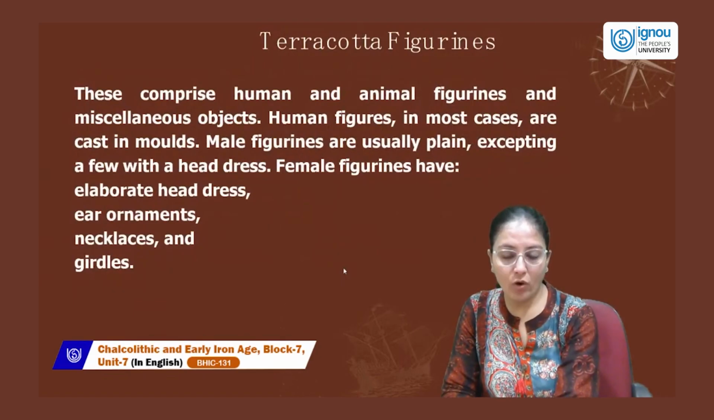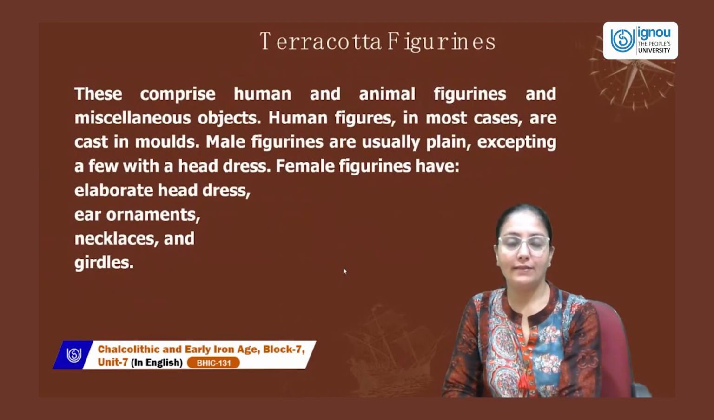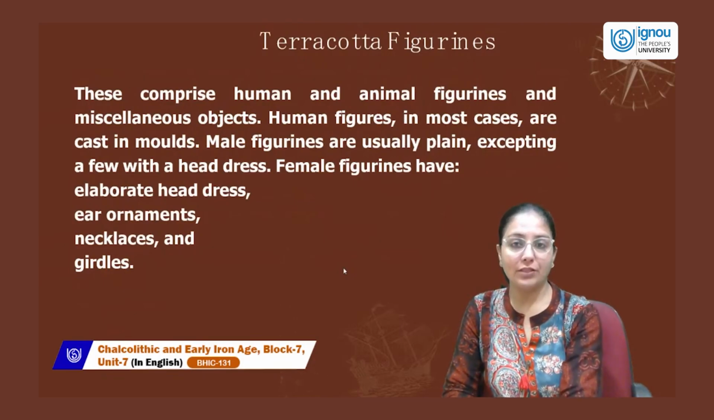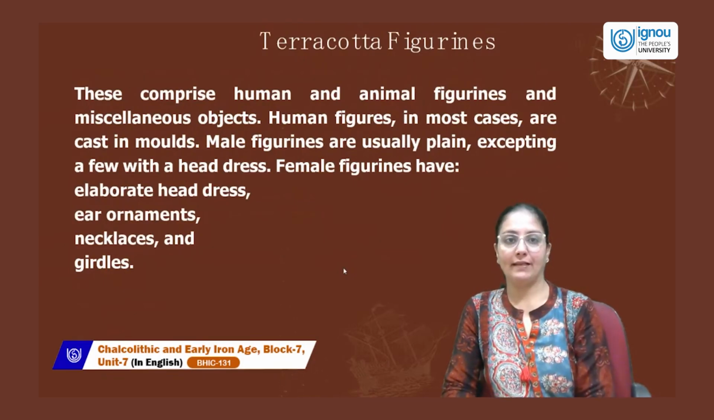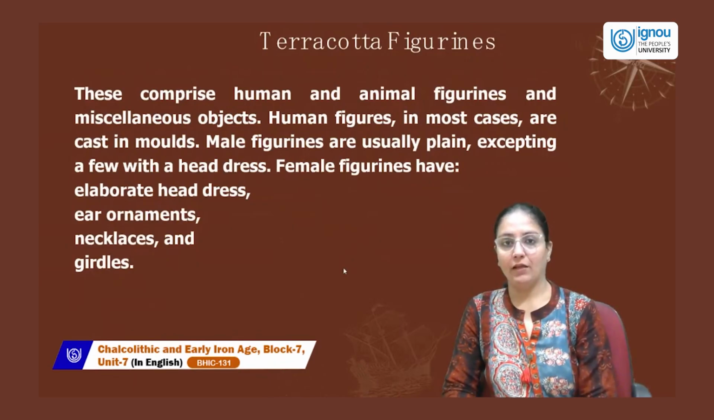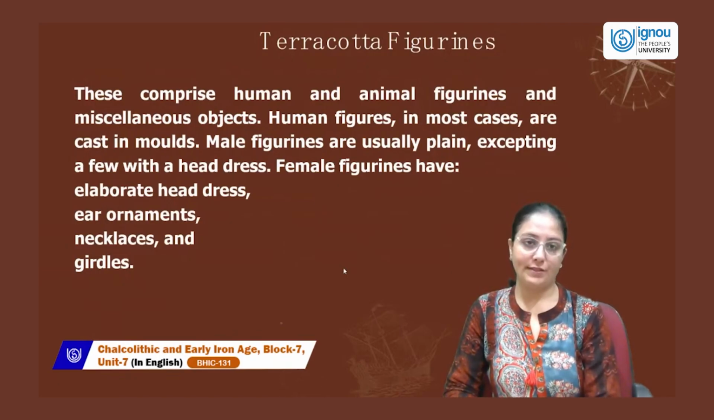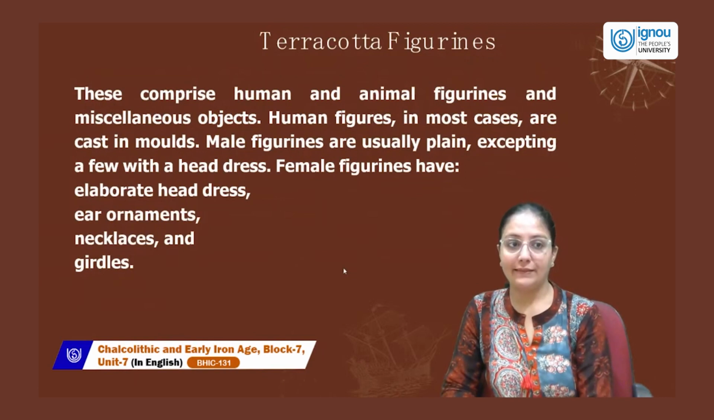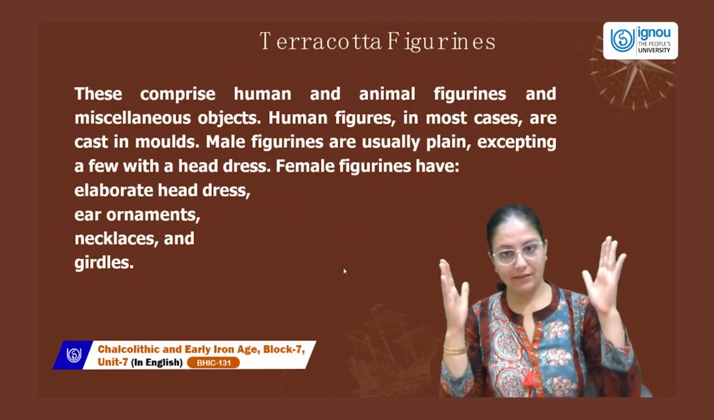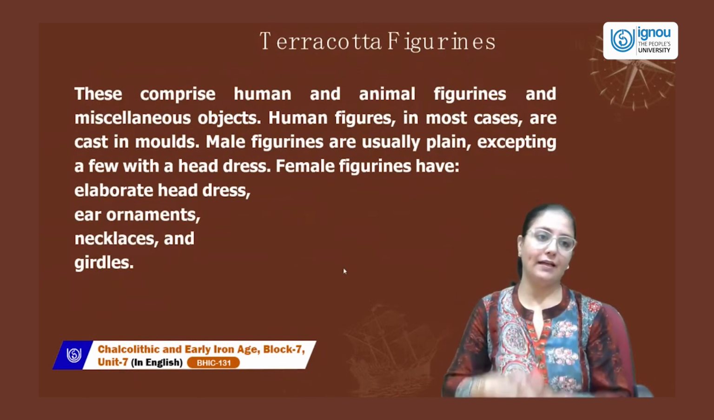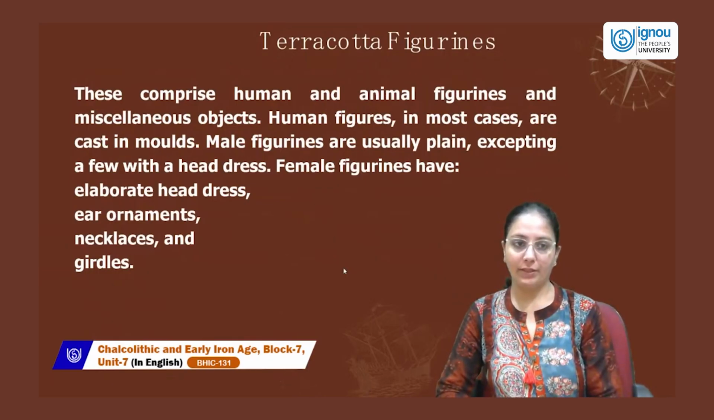Terracotta figurines which we have got from NBPW sites and BPW culture are like this. These comprise human and animal figurines, miscellaneous objects. Human figures in most cases are cast in molds. Male figurines are usually plain, excepting a few with a headdress. Female figurines have elaborate headdresses, ear ornaments, necklaces, and girdles.